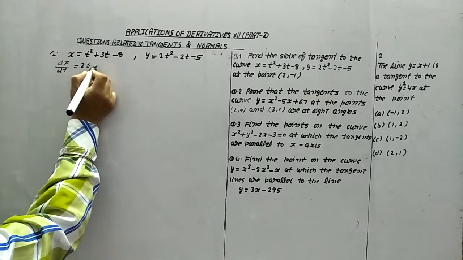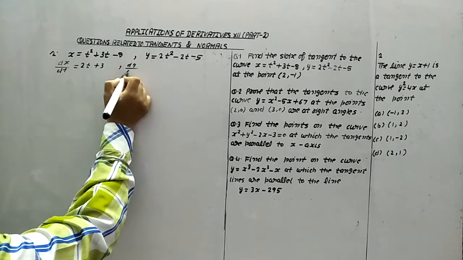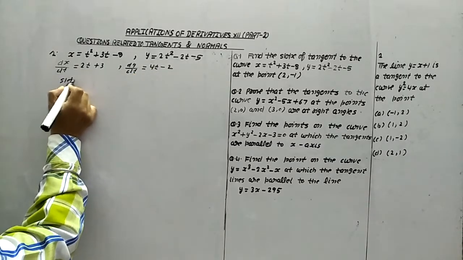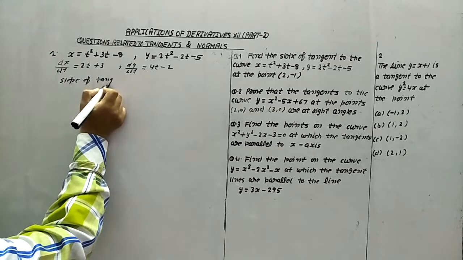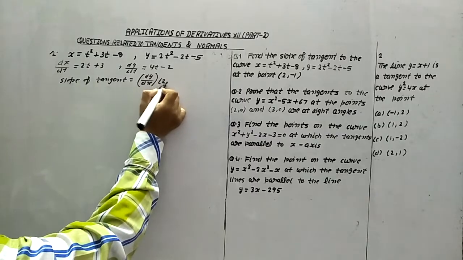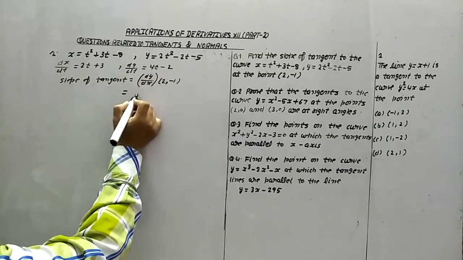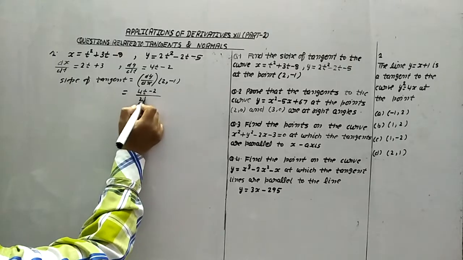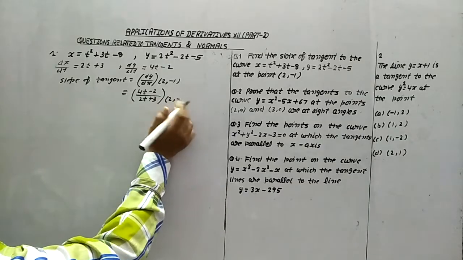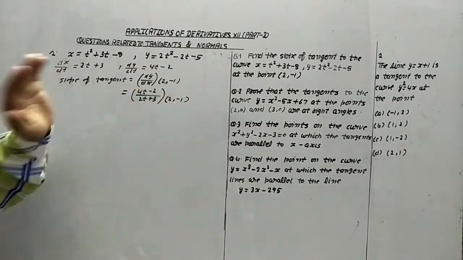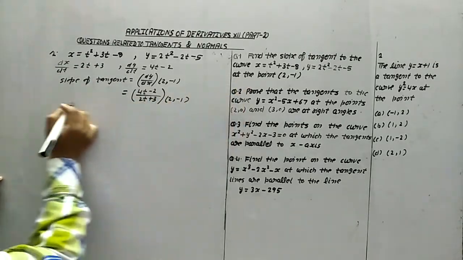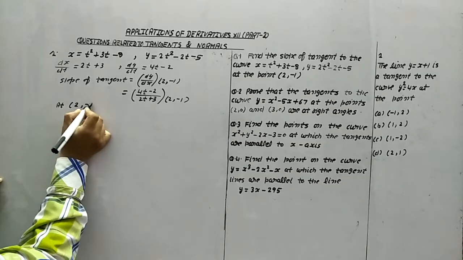So first of all, dx/dt = 2t + 3, then dy/dt = 4t − 2. Now the slope of the tangent is equal to dy/dx at the point (2, −1). According to the chain rule, this becomes (4t − 2)/(2t + 3). Now this is the point for x and y, but we want it at t only. So at (2, −1), we will calculate t.